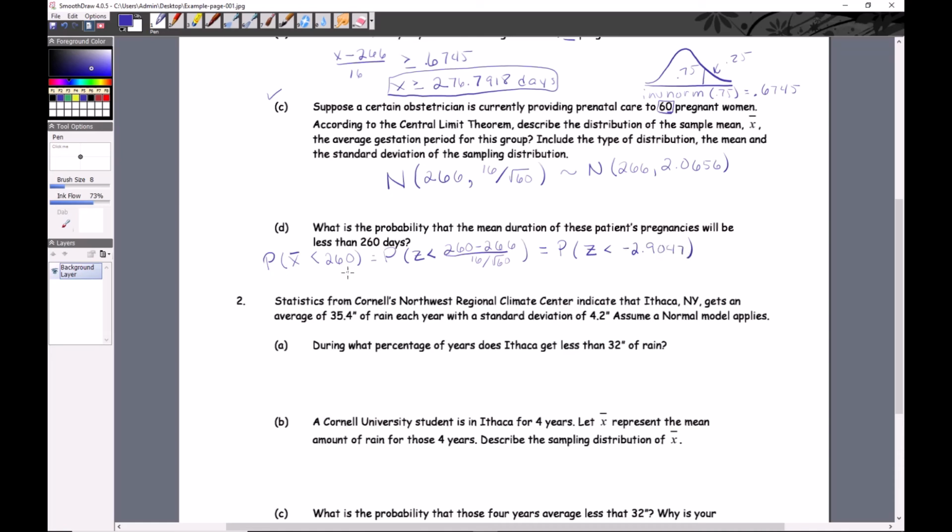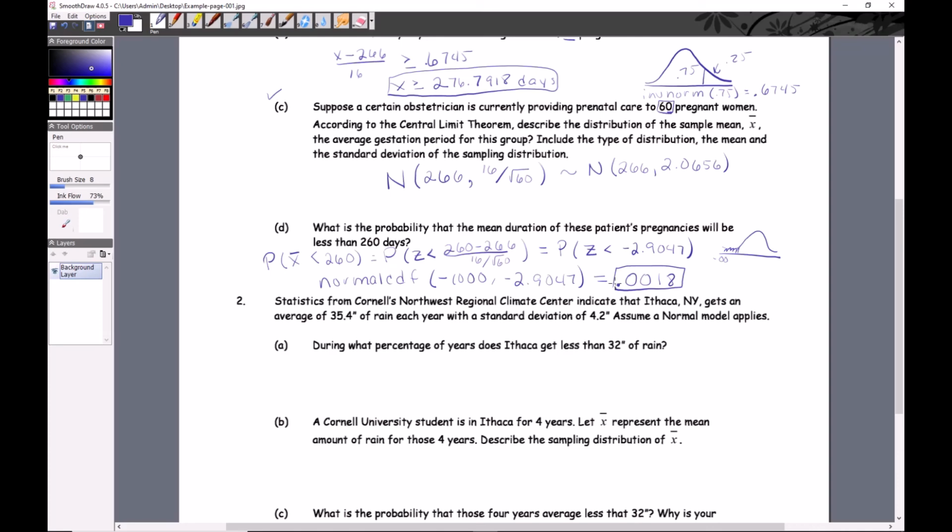Since this is a left tail calculation, it's down here, so it goes from negative infinity to that Z-score. So this is a normal CDF, and I'm just going to do negative 1,000 in place of negative infinity. That's good enough, up to negative 2.9047. Okay, and that gives you a probability of 0.0018. Not too bad.